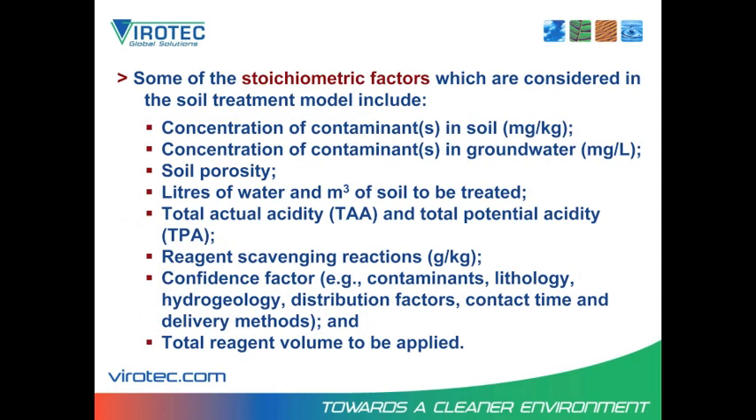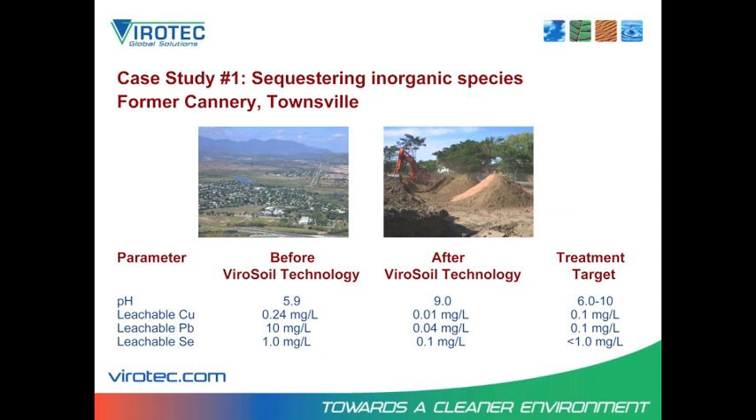Gasworks this morning. And some of the stoichiometric factors which we consider when profiling a site and considering soil treatment include these: concentration of contaminants in the soil and in the groundwater, the porosity of the soil, the volume of soil and water to be treated, the total actual acidity, typically measured by pH, but also the total potential acidity, that is the total acidifying agents or compounds in the soil that could produce acidity over the long term, reagent scavenging reactions, confidence factors related to the contaminants, the lithology, hydrogeology, etc., and total reagent volume to be applied.